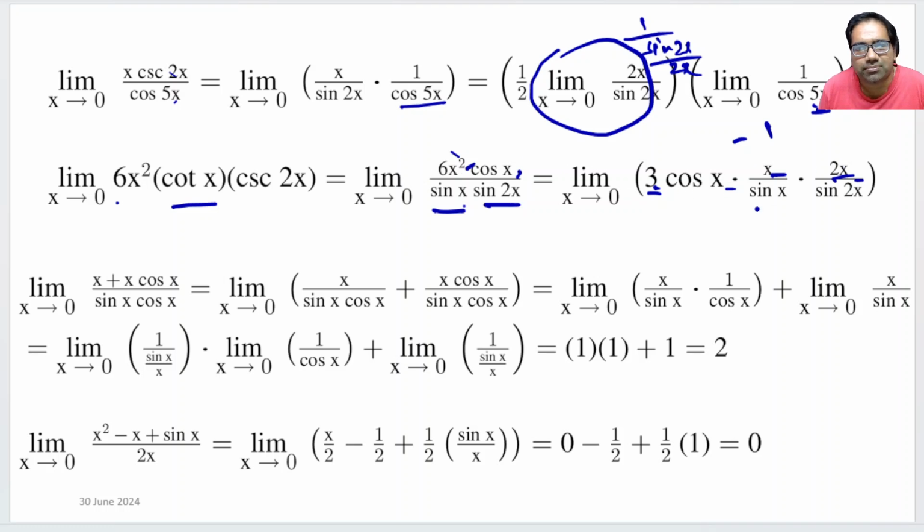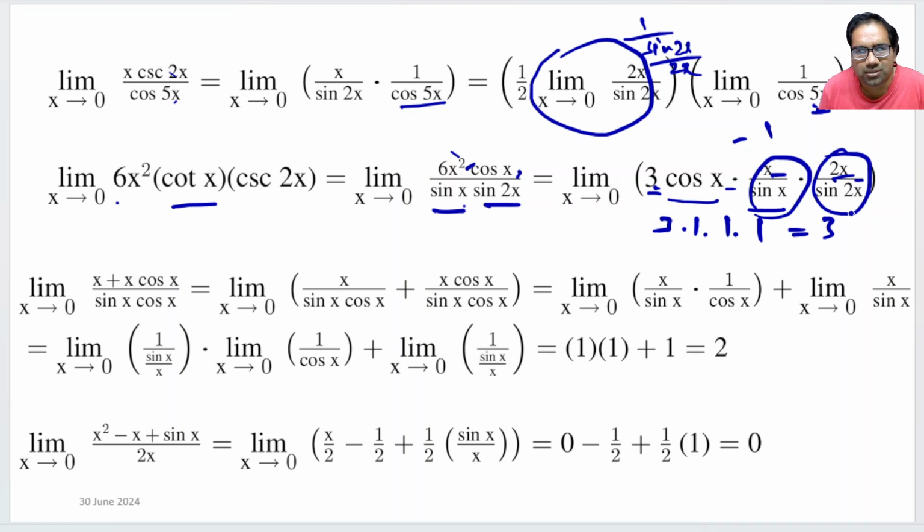Why are we breaking this? Because we want sin x by x and we want sin 2x by 2x. Okay, we'll break it like this. Cos x we are not so much concerned about. So what is the limit? Basically 3 into 1 into 1 into 1. This is equal to 3. Right. This is anyway 1. This is also 1 because we can write it as 1 by sin x by x. This we can write as 1 by sin 2x by 2x.